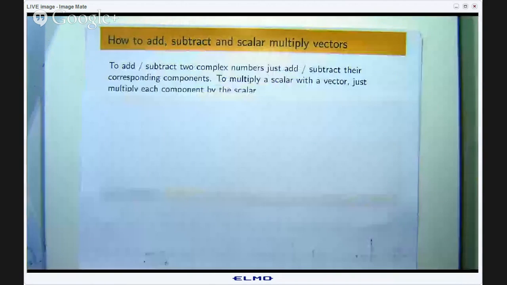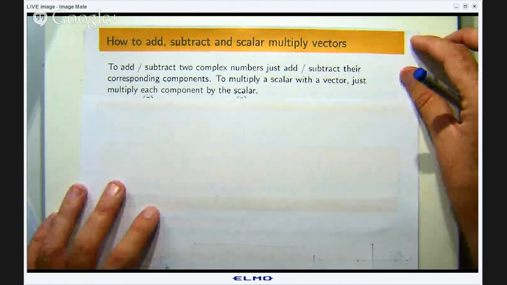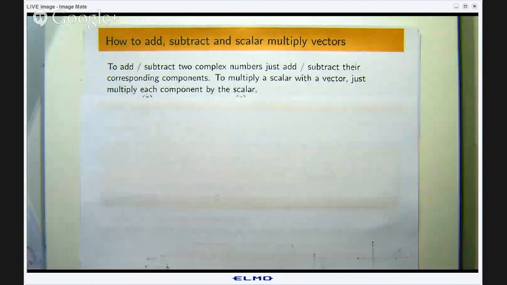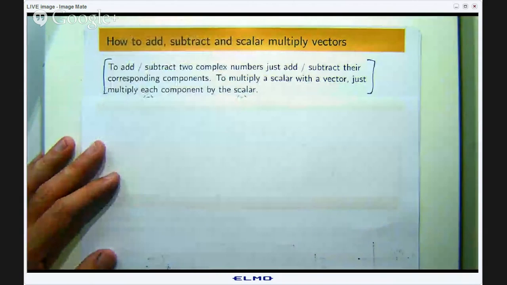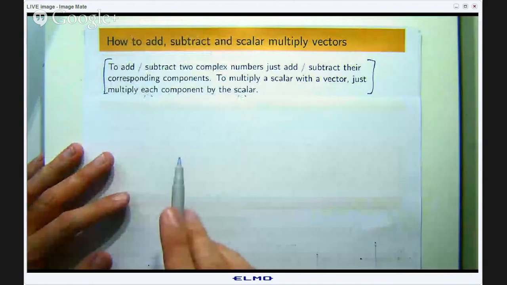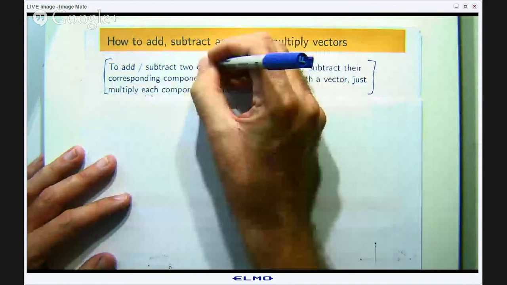Okay, so how to add, subtract, and scalar multiply vectors. Now, we've already talked about this in the previous presentation, but it was all geometry and geometrical arguments using triangle inequalities, parallelogram rules, and stretching and compressing through scalar multiplication. Here, I'm just going to show you the algebra of how to do it. So let's talk about addition and subtraction first. Oh, this should be vectors, sorry, not complex numbers.